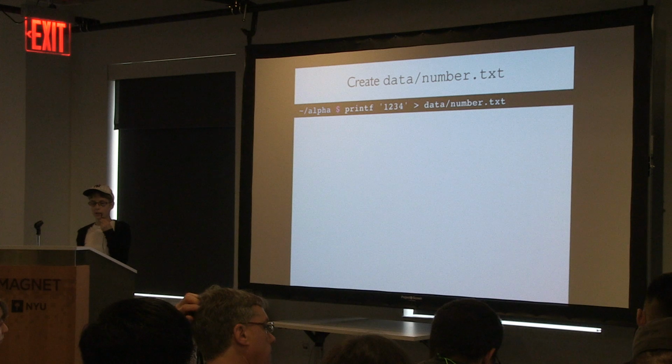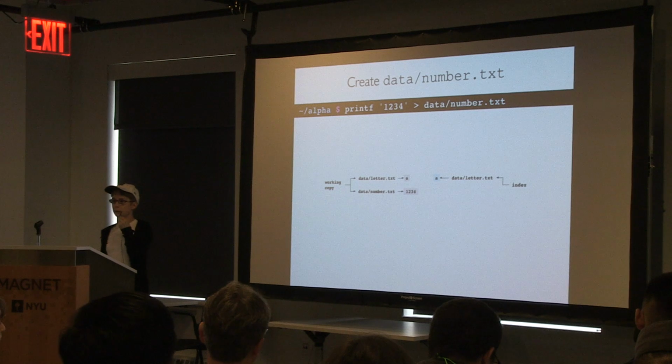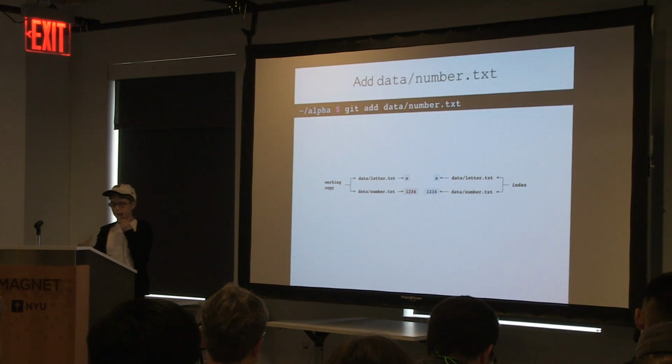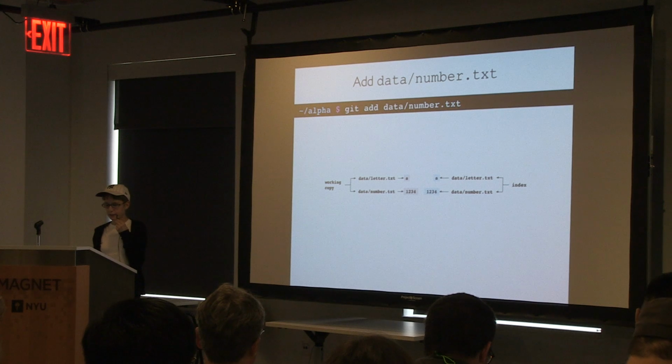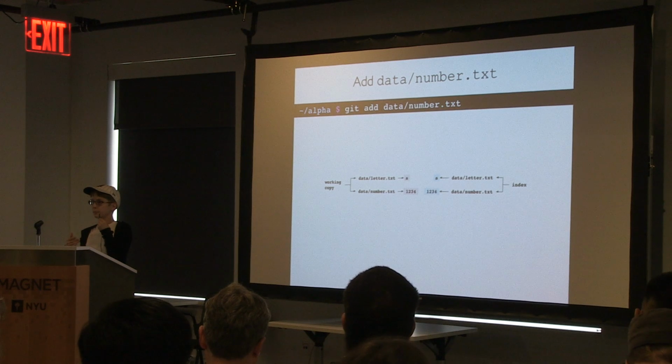Now let's add a new file inside data, also called number.txt, and put 1, 2, 3, 4 in it. So we've updated the working copy now. We've got this new file with 1, 2, 3, 4 in it. Now let's git add number.txt, and now there's a new blob been created, 1, 2, 3, 4, and a new entry added to the index which points to that blob.